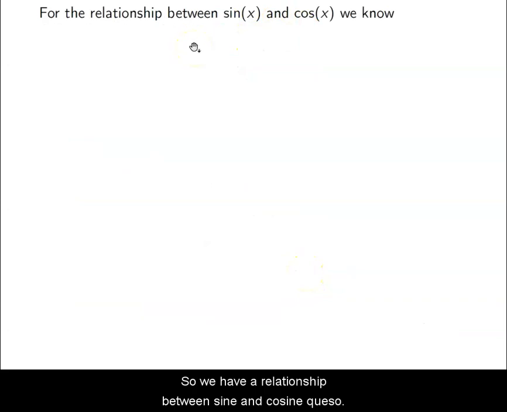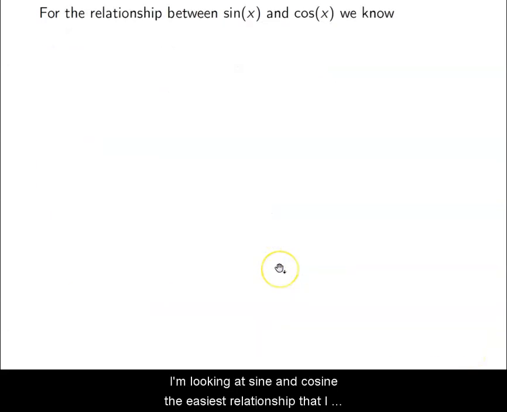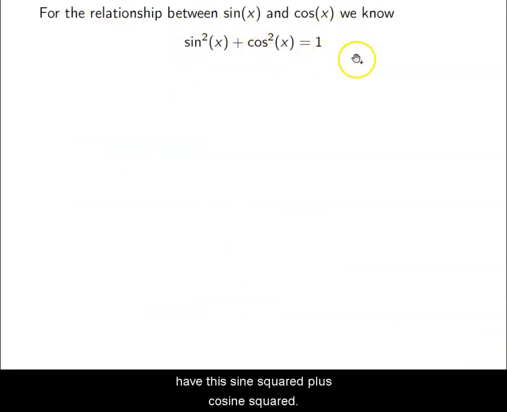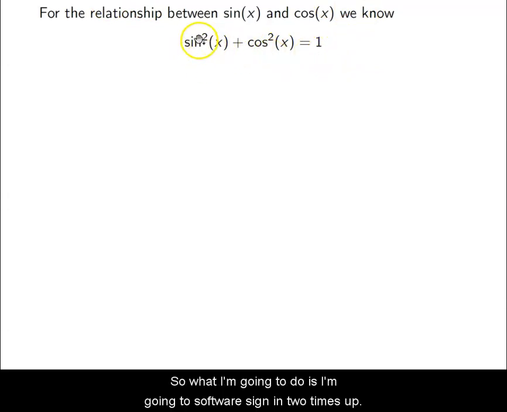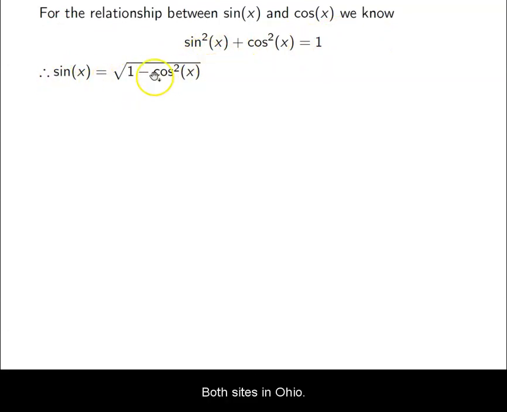Okay, so we have a relationship between sine and cosine. I want to turn sine into cosine so that this bottom notation turns into something in terms of x. If I'm looking at sine and cosine, the easiest relationship that I have is sine squared plus cosine squared equals 1. So I'm going to solve for sine in terms of cosine. If I solve for sine, it'll be 1 minus cosine squared, square root both sides, and I'll have the square root of 1 minus cosine squared of x.